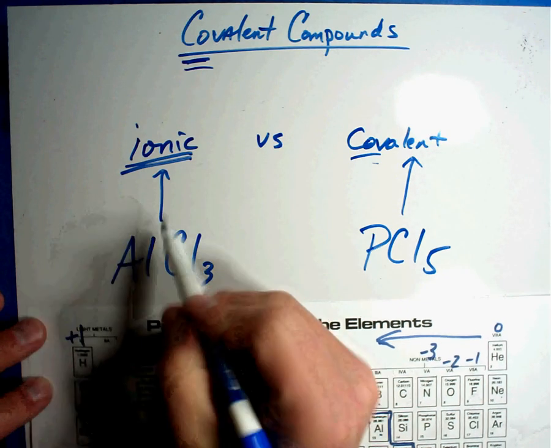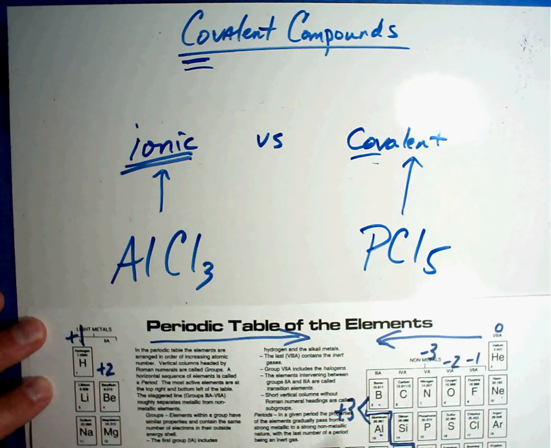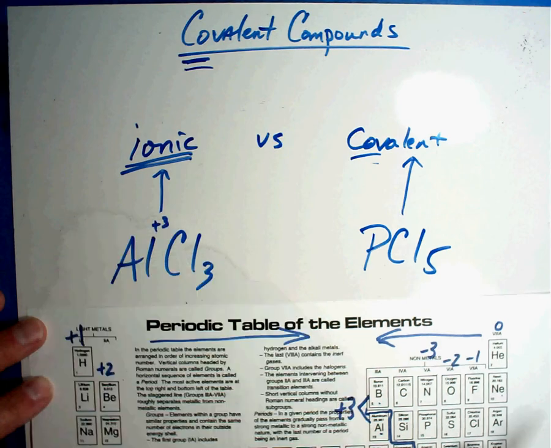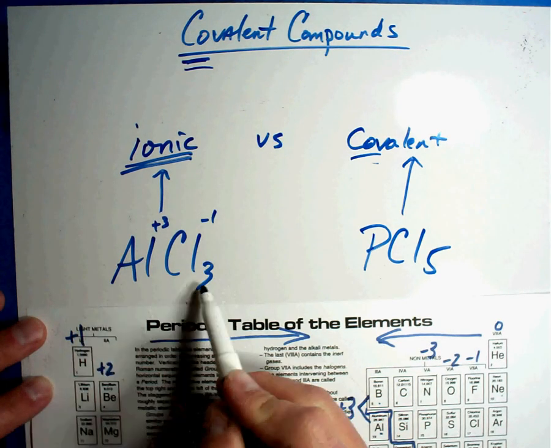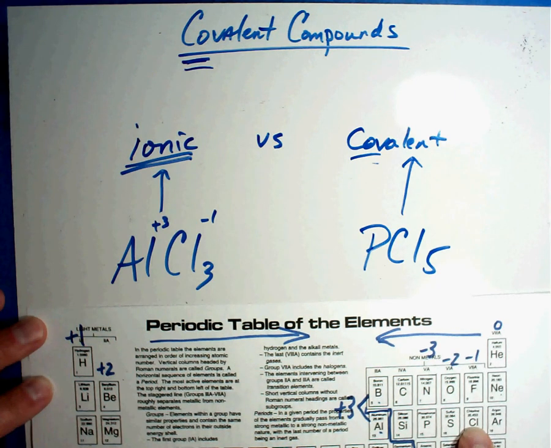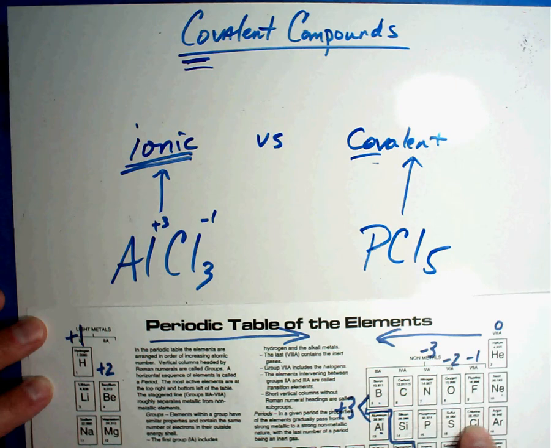Oh, they had charges. Yes, they did. How did I get that formula? Al is a +3, it says right there. Cl is a -1. And remember, you get to crisscross them when they don't equal. That's why that formula is like that. P and Cl5, wow, they're on the same side. So they're going to have a covalent bond. That's how you can tell the difference.